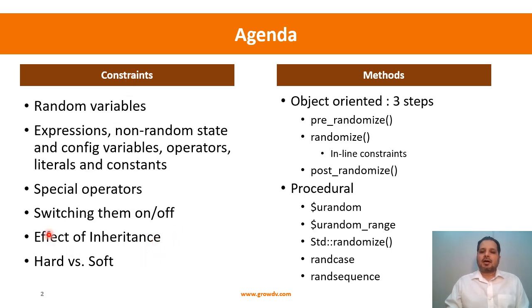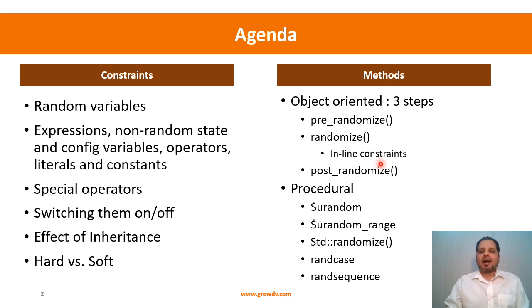And then constraints are a part of the class construct, and the class construct, as we have seen, allows us inheritance. So we will look at the effect of inheritance on constraints, and then there is a new concept, I think it came into the 2012 LRM, called soft constraints. We look at the difference between hard and soft constraints, and some of the use cases.